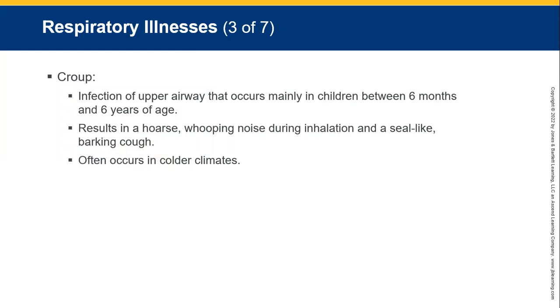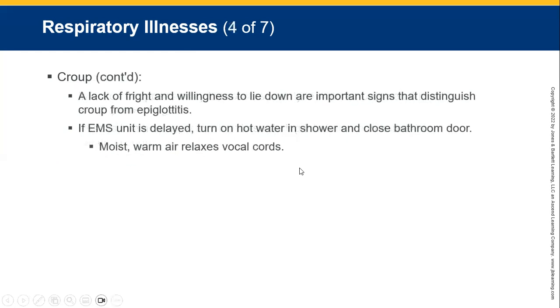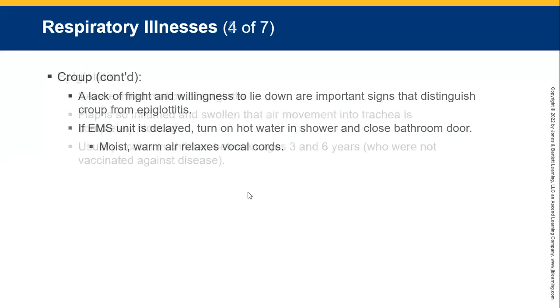Between 6 months and 3 years, it's usually something like croup, which results in a hoarse sound on inhalation, like a seal barking. It often occurs in colder climates. Croup, or lack of fright and willingness to lie down, are important signs that distinguish croup from epiglottitis. If the EMS unit is delayed, turn the hot water on in the shower and close the bathroom door. Moist, warm air relaxes the vocal cords.